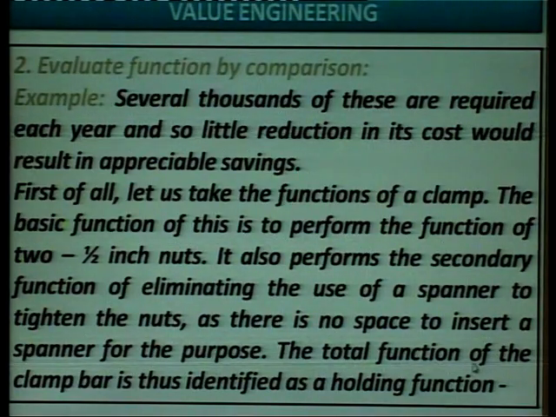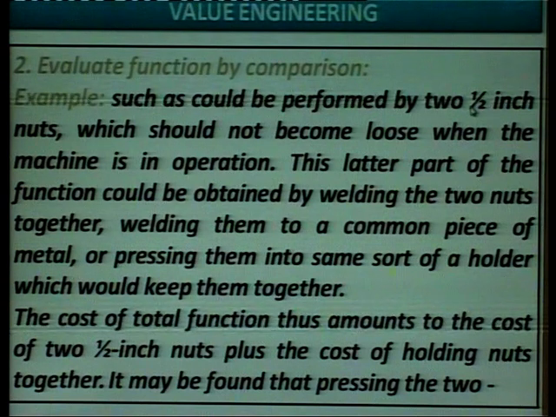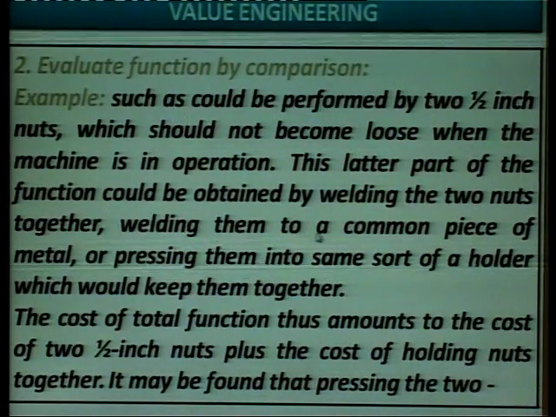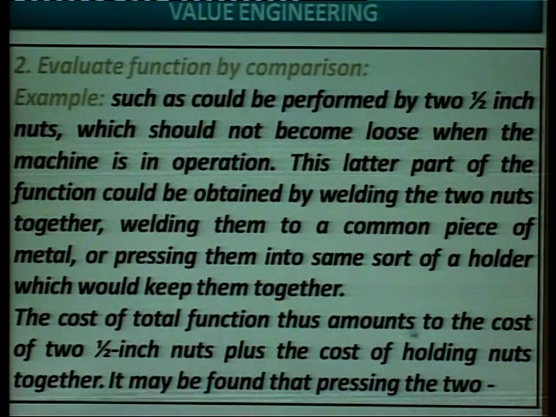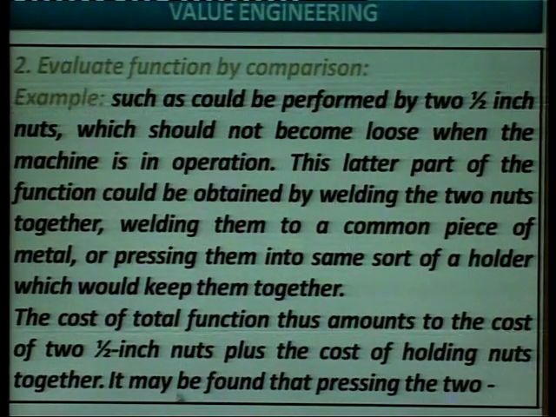The total function of the clamp bar is thus identified as a holding function, such as could be performed by a 2.5-inch nut, which should not become loose when the machine is in operation. This latter part of the function could be obtained by welding the two nuts together, welding them to a common piece of metal, or pressing them into some sort of holder which would keep them together. The cost of total function thus amounts to the cost of the 2.5-inch nut plus the cost of holding the nut together.